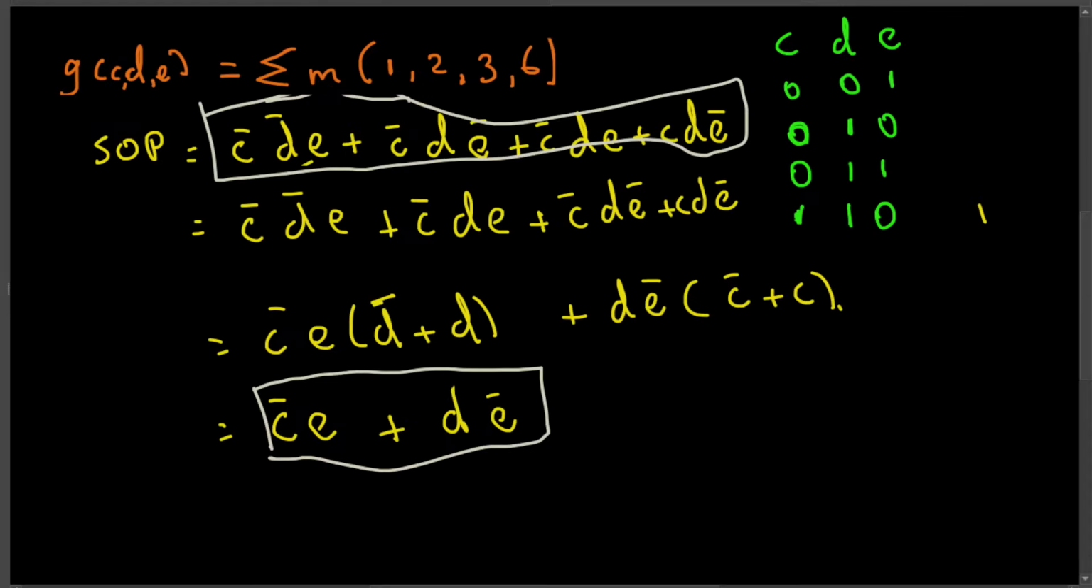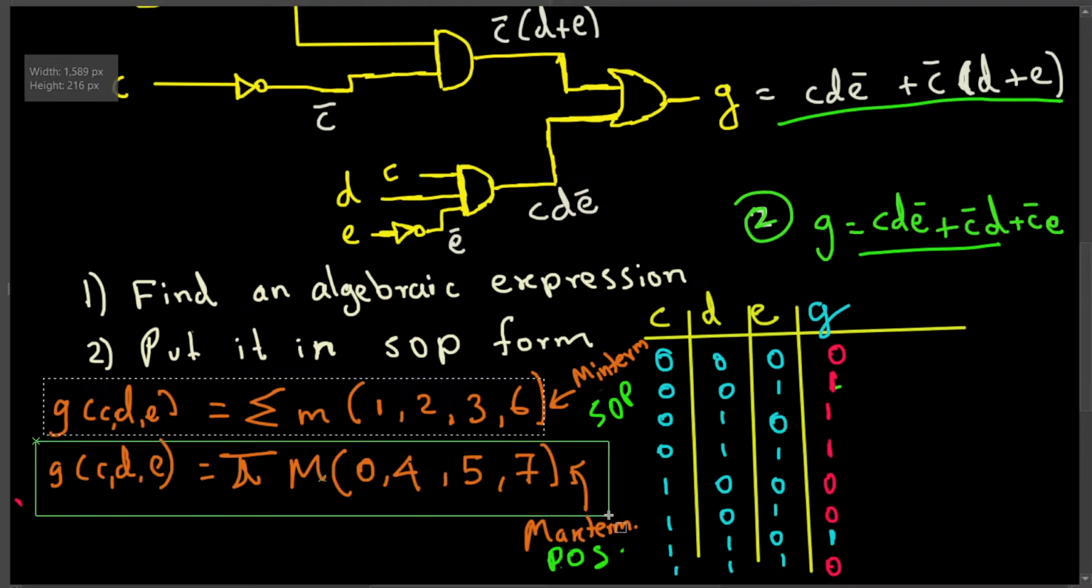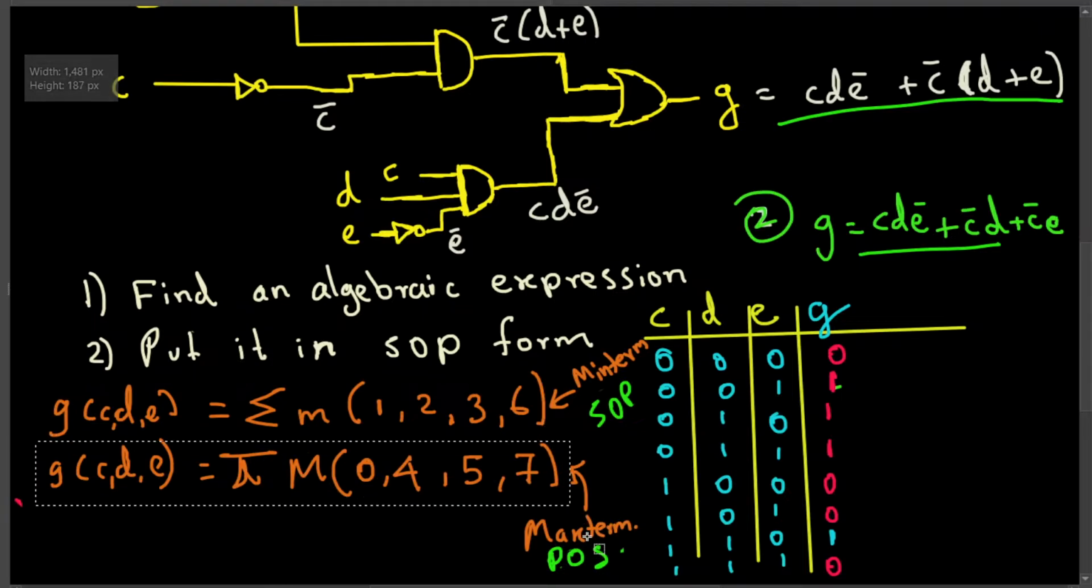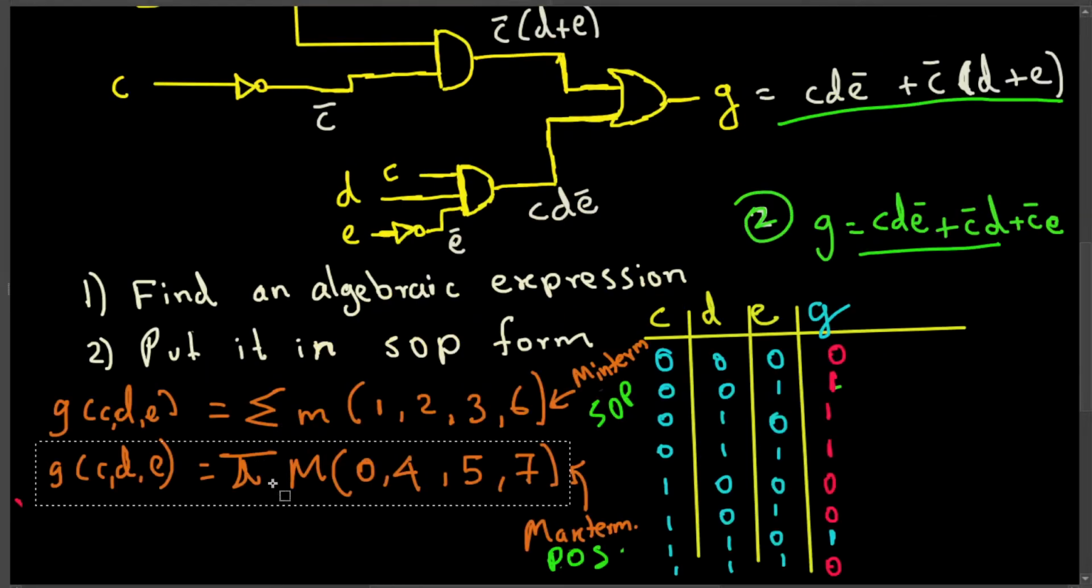Okay, so this is SOP simplified. Now let's try the next one. Here we have product of sum. So I'm going to copy this and try to bring the SOP form of this given max term.